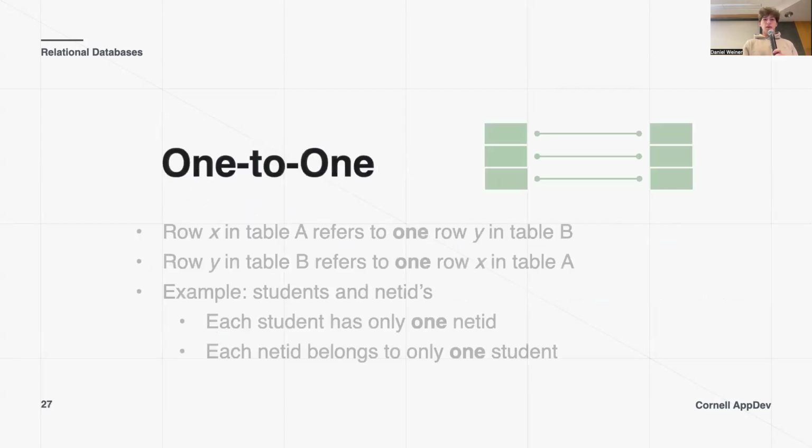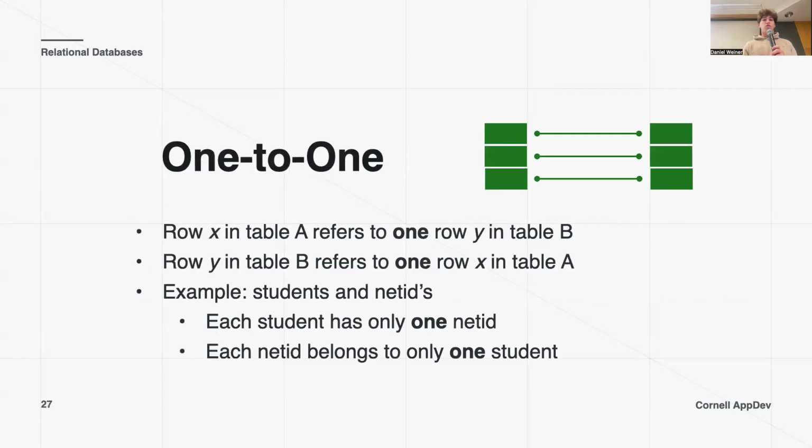So in a one-to-one relationship, row X in table A refers to one row Y in table B, and row Y in table B refers to one row X in table A. Basically, each row refers to each other, so they have a one-to-one relationship. That's where the name comes from.